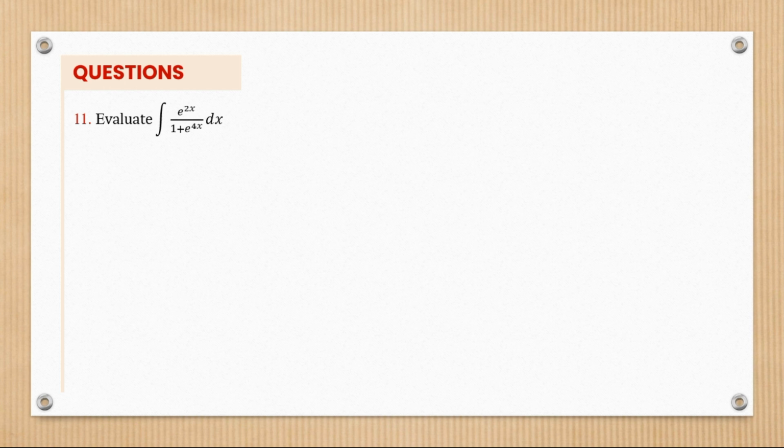Question number 11, we're being told to evaluate the integral of e to the power 2x over 1 plus e to the power 4x. As you can already see here, we don't need to rush directly to substituting this as u, because you can already see something amazing here. You know that e^(4x) is actually the same as e^(2x), all to the power 2. So it's like squaring this value right here. When you square this, we get e^(4x).